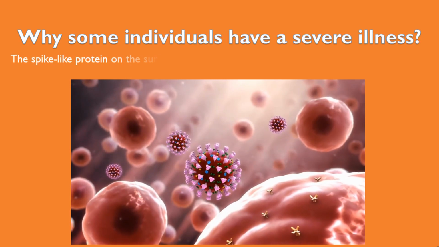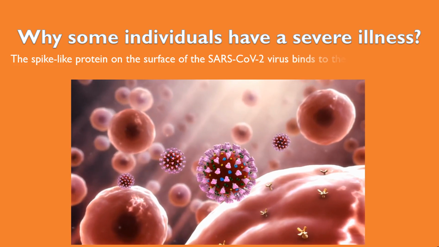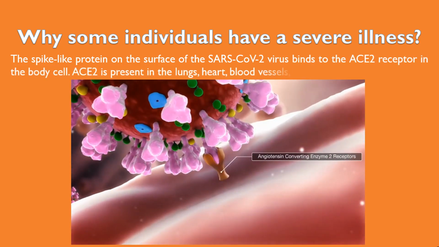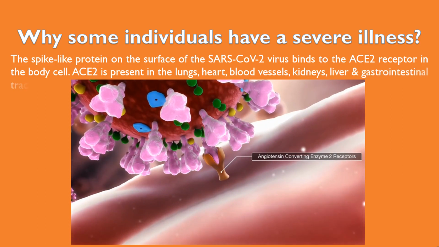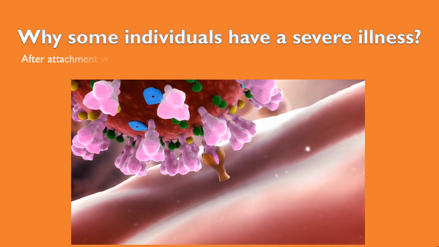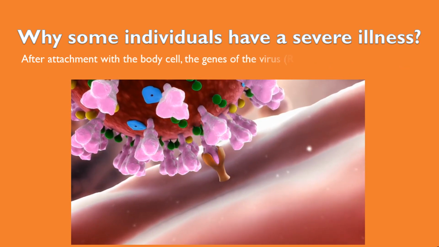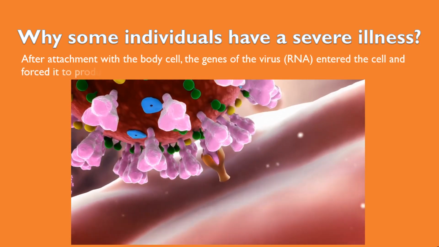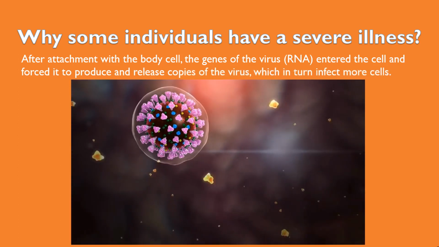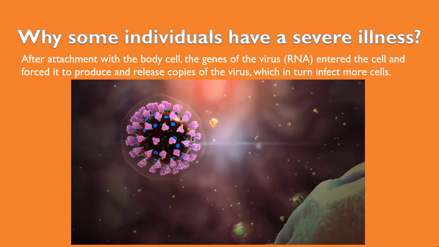Why do some individuals have a severe illness? The spike-like protein on the surface of the SARS CoV-2 virus binds to the ACE2 receptor in the body cell. ACE2 is present in the lungs, heart, blood vessels, kidney, liver and gastrointestinal tract. After attachment with the body cells, the genes of the virus RNA enter the cell and force it to produce and release copies of the virus, which in turn infect more cells.